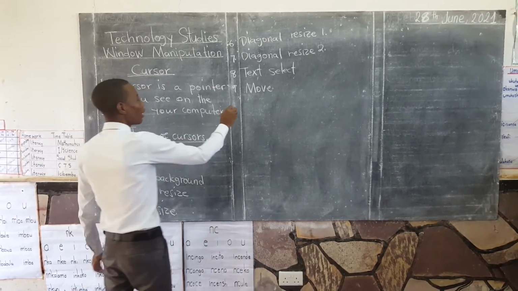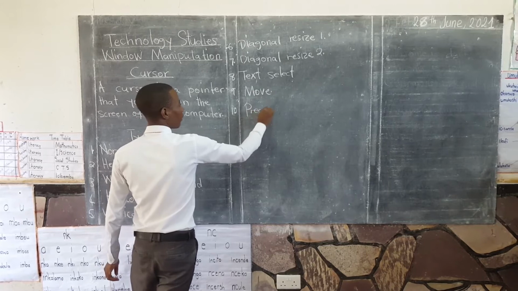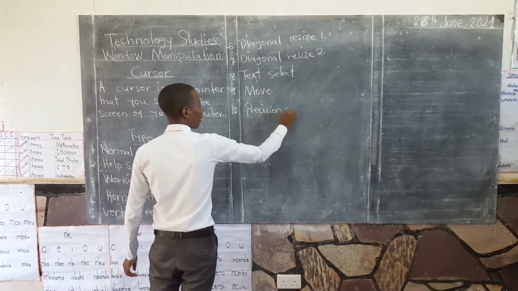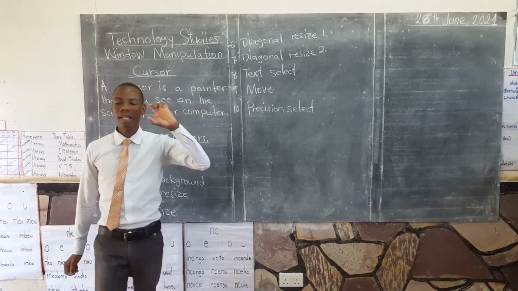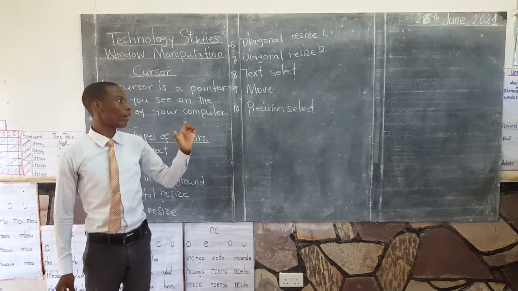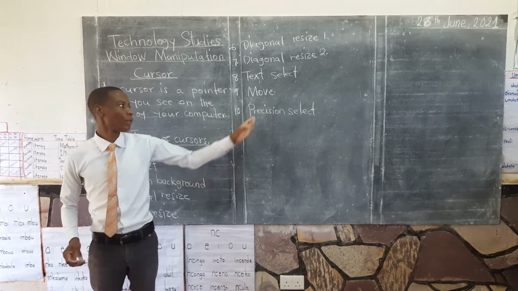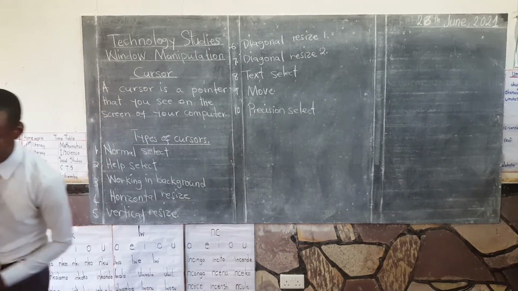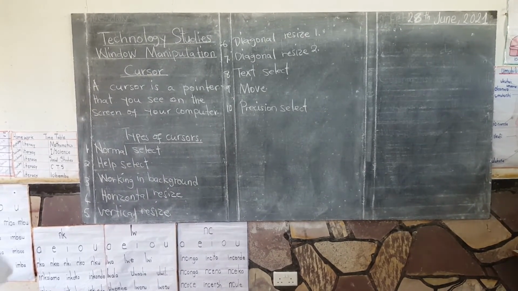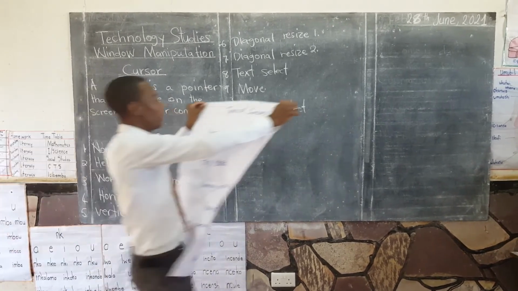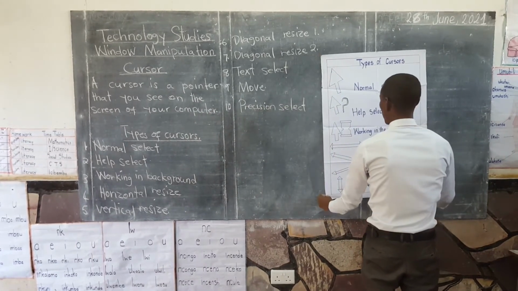Apart from the move, there is what we call the precision select. This one ensures that you select a certain type of text or certain types of objects that you want to work on. You use the cursor known as the precision select. With me here, though not all of them, is a chart with these types of cursors that we are talking about.